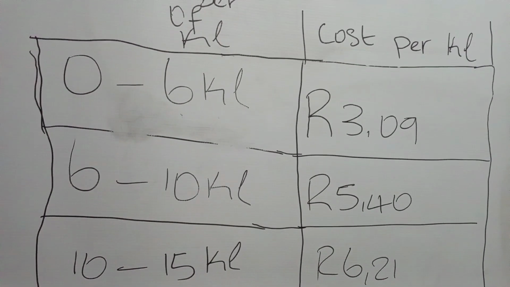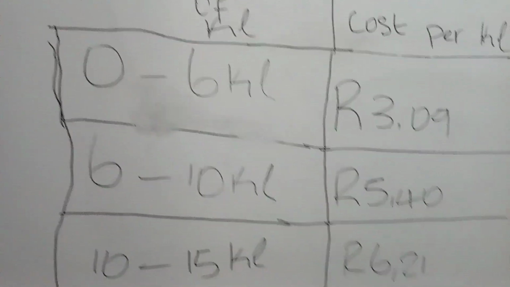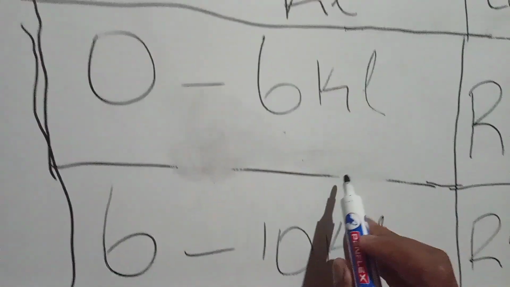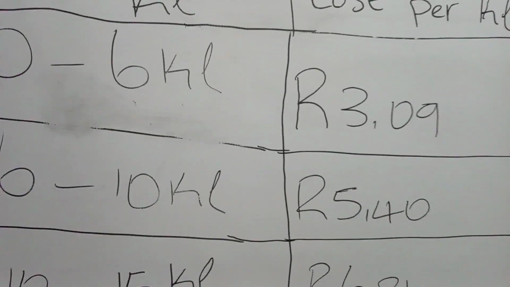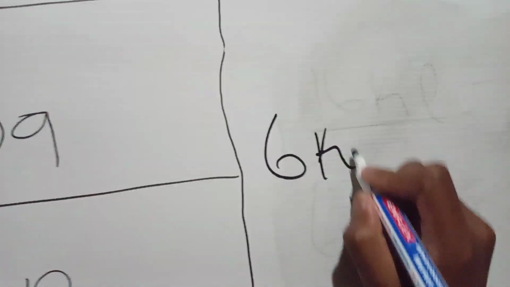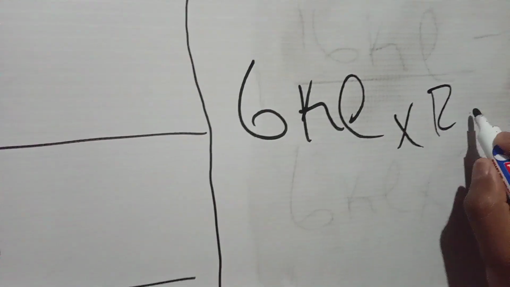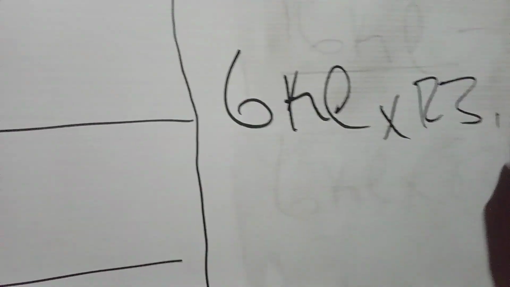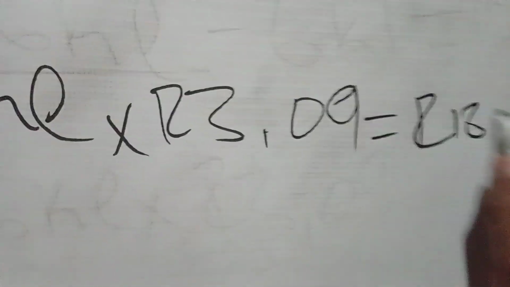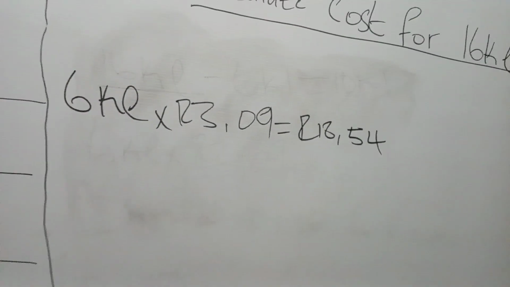So our first step is to calculate how many kiloliters block 1 takes. From 0 to 6 kiloliters, we know that it is 6 kiloliters. So we're going to do 6 kiloliters times the cost price on block 1, which is 3 rands and 9 cents. Here is 18 rands and 54 cents. That's our answer for block 1.